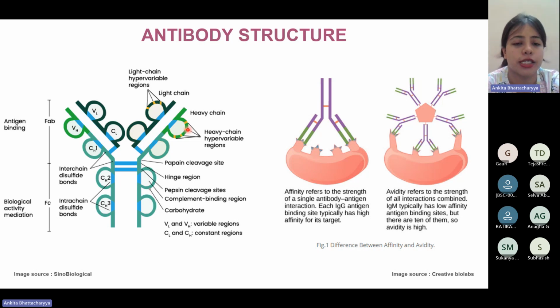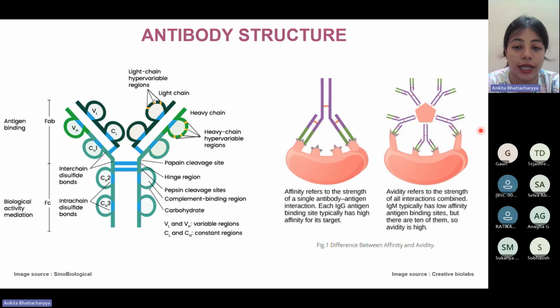Apart from that, you see some cleavage sites as well. This is where papain can cleave. This is the hinge region of the antibody. Pepsin can cleave here. Complement binds to these regions. And here some additional carbohydrate molecules are also present, which help in increasing the solubility of antibodies. Why do we need solubility of antibodies? That's because when they are in circulation, it helps them to stay stable in the circulation. So that is overall the structure of the antibody.